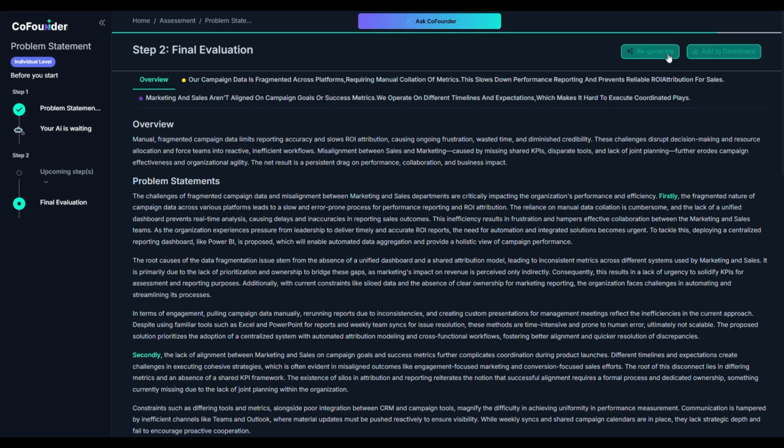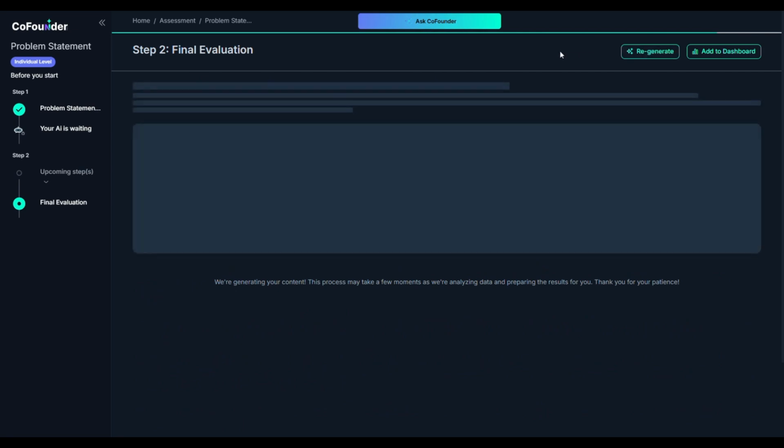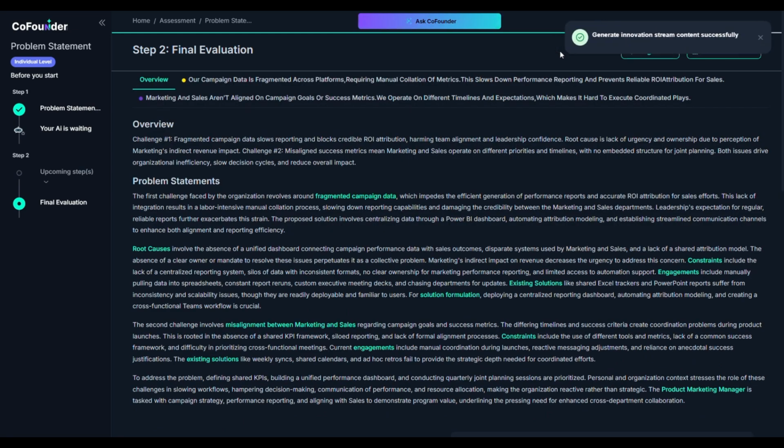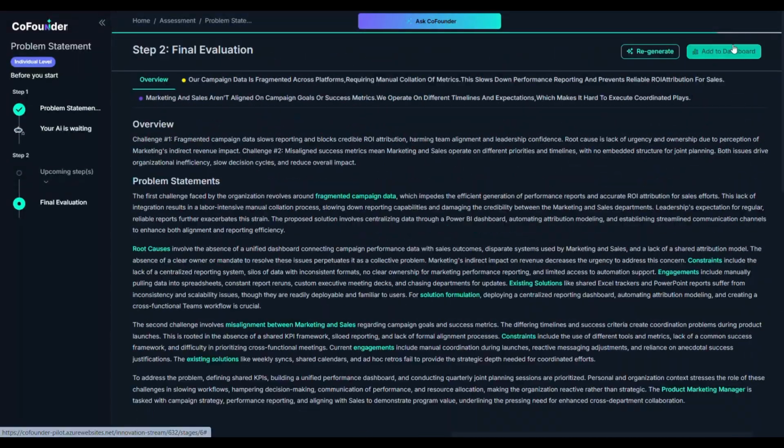You'll also notice two buttons at the top right. Regenerate. If something doesn't land quite right, maybe the AI misinterpreted tone or missed a nuance, Alex can click Regenerate to produce a new version. CoFounder doesn't lock you into a single outcome. It gives you flexibility to refine, explore, and course correct.